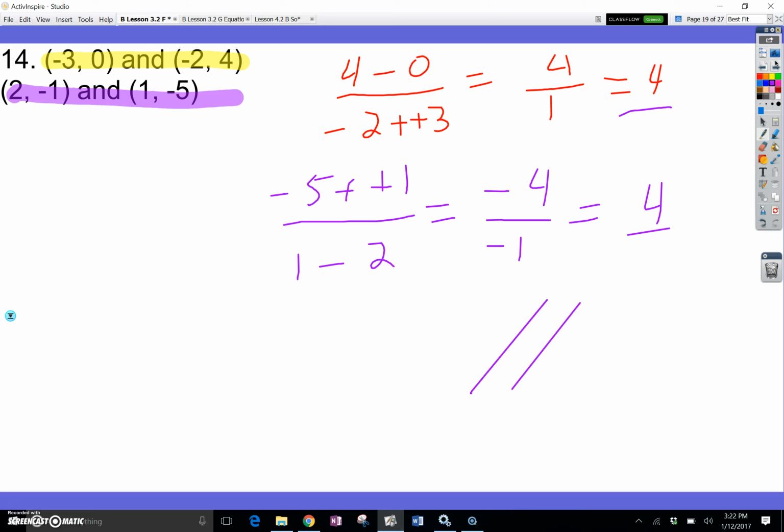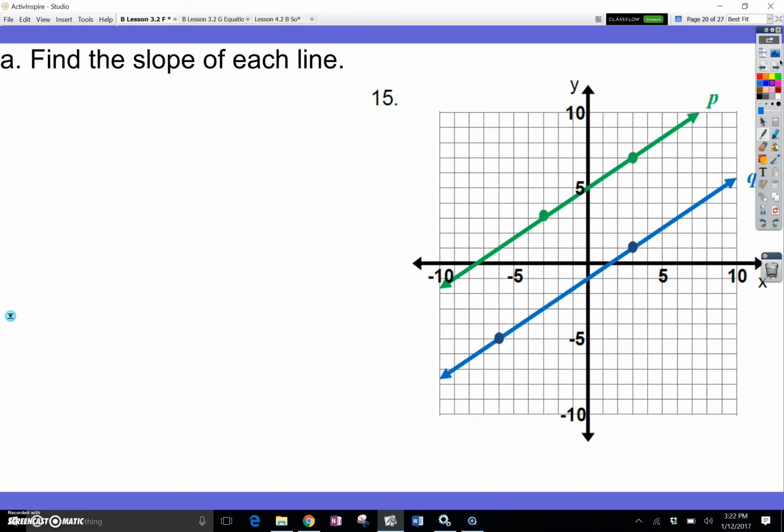They do not intersect. Alright, now I want you to find the slope of each line using a graph. The easiest way to solve these is just doing rise over run. So I'm going to go from this point here on over to this one. So which means I'm going to go up 1, 2, 3, 4. I'm going to go over 1, 2, 3, 4, 5, 6. So my slope on the green line is 4 over 6, which reduces to 2 over 3.